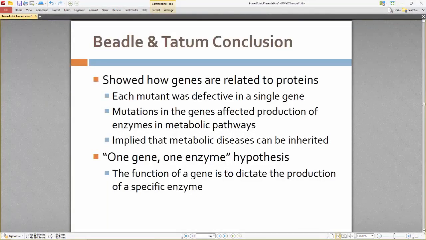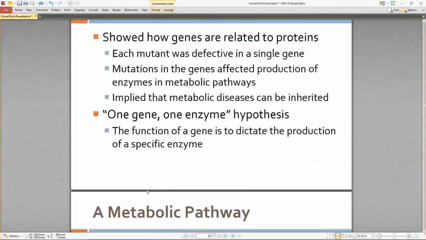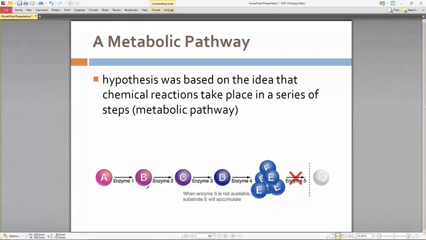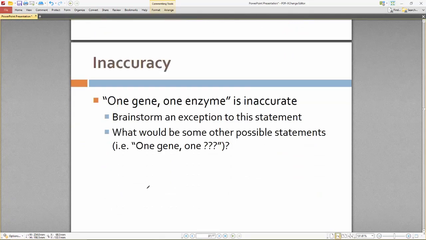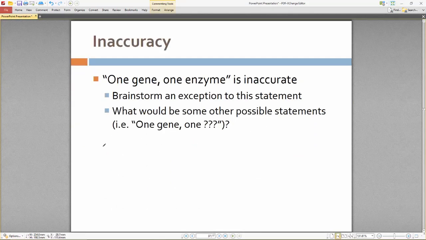So what did they conclude? They showed how genes are related to proteins. Because each mutant was defective in a single gene, mutations in genes affected production of enzymes, and this implied that metabolic diseases can be inherited. So their experiment also supports the one gene, one enzyme hypothesis. But the one gene, one enzyme hypothesis is actually inaccurate.